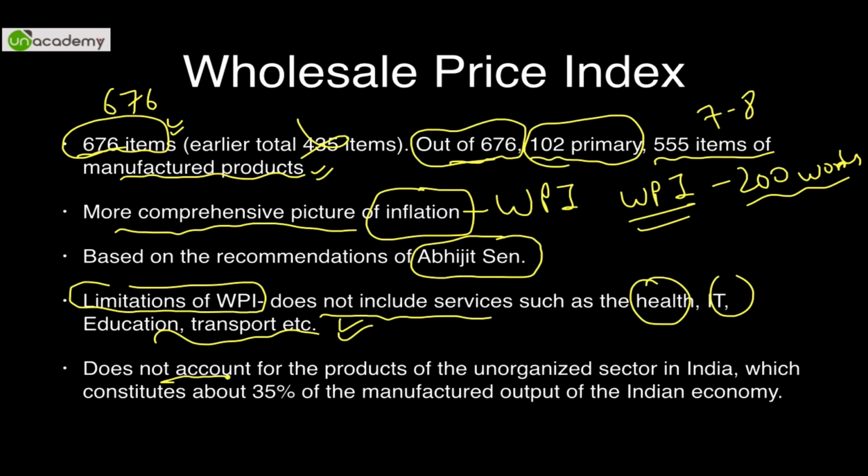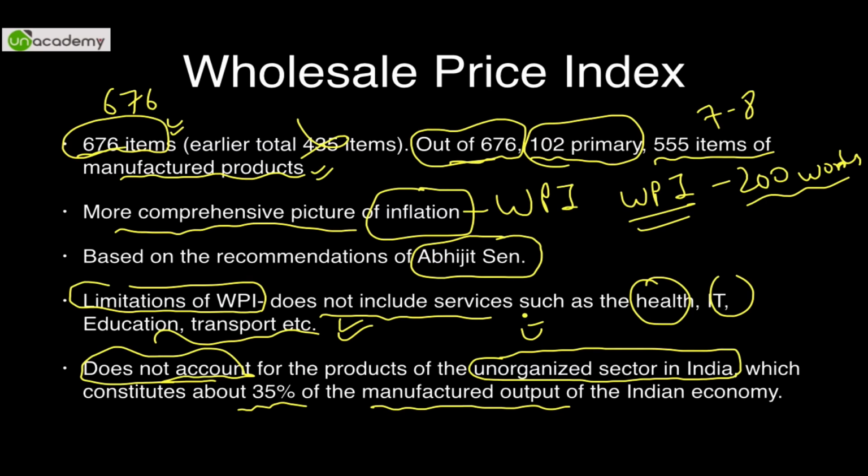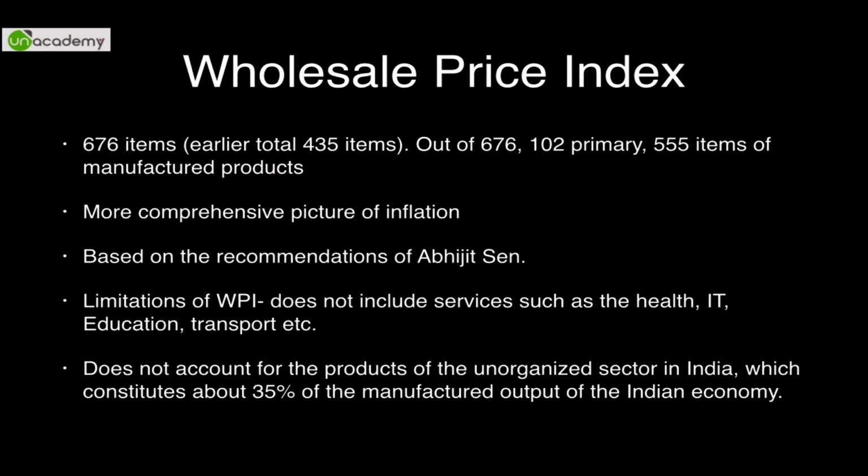It does not account, again the second limitation, for the unorganized sector, extremely important again, which contributes roughly 35% of the total manufactured output. So two limitations: no services, and no unorganized involvement in manufactured products. Okay, so the unorganized sector is not involved, services are not involved. So this was WPI in short for you.